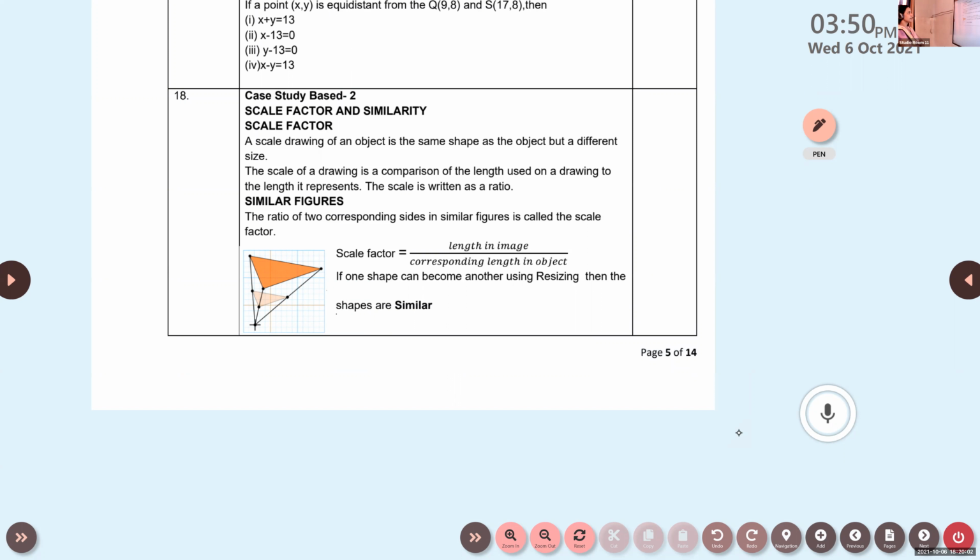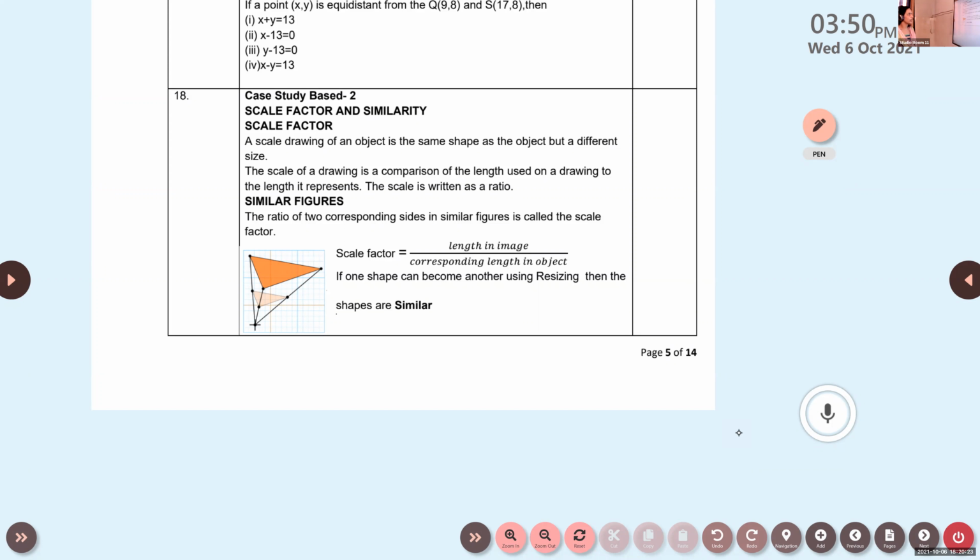Scale factor and similarity. The scale drawing of an object. What is meant by scale? Why do we use this word whenever we draw a picture? We used to see this word scale. That means in that ratio only it is enlarged, or in that scale factor only it is diminished.